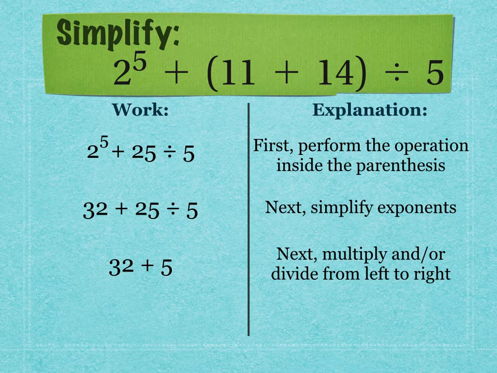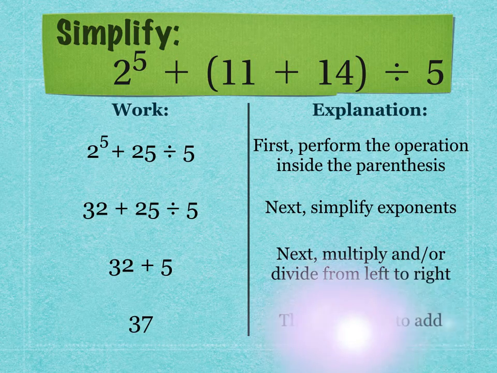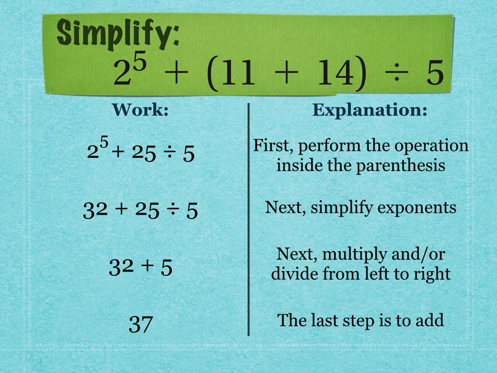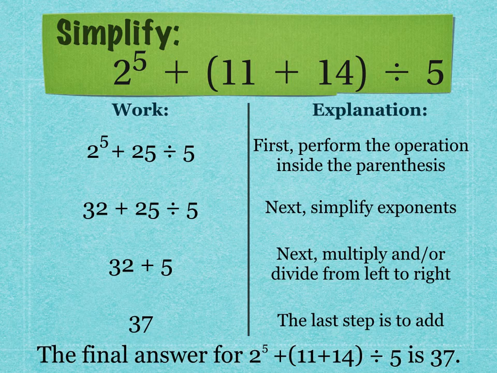And then the last step is going to be just to add 32 plus 5, which is 37. I just put the last step is to add. So the final answer for 2 to the 5th plus, in parentheses, 11 plus 14 divided by 5 is 37.